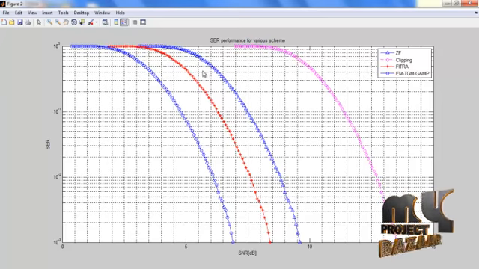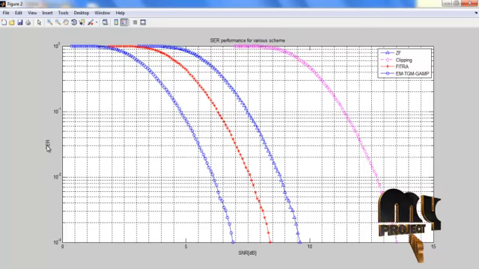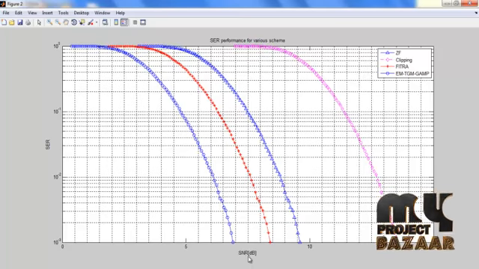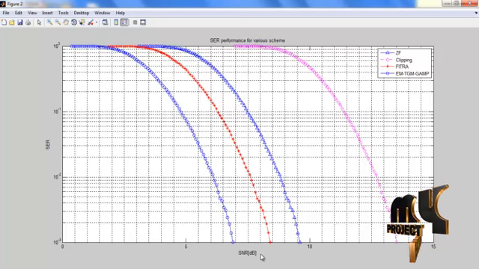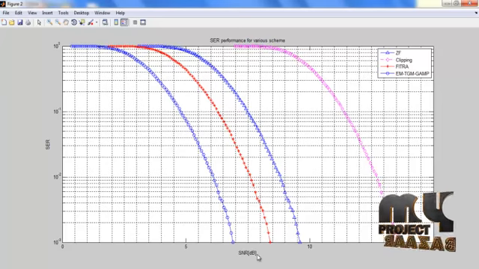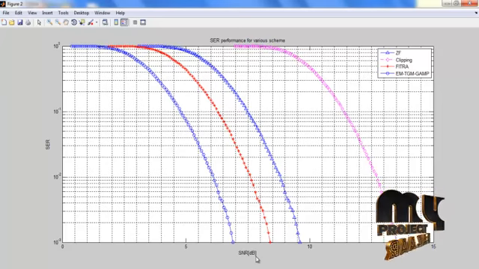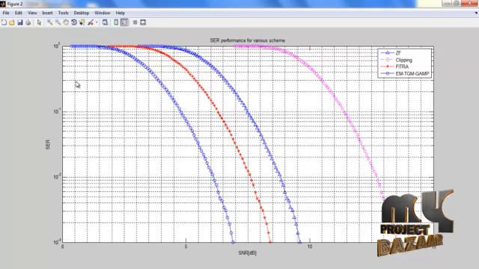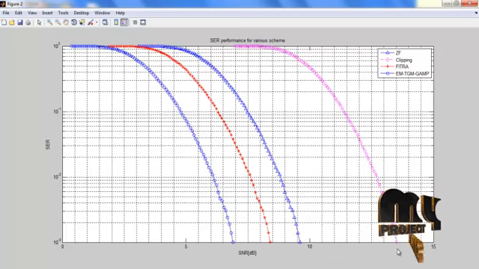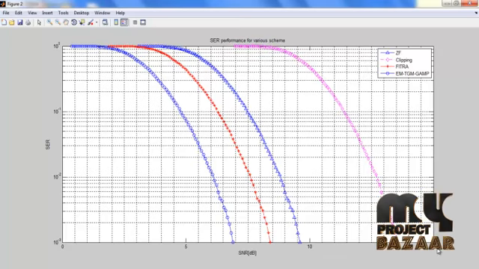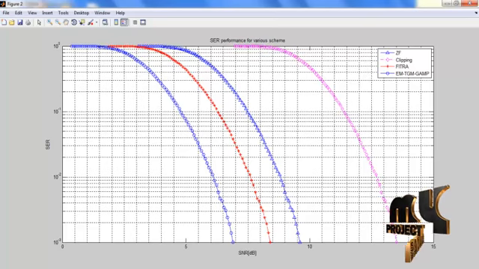Next is the SER performance for various schemes. SER means symbol error rate. The SER is plotted against the signal to noise ratio. The value of signal to noise ratio is in terms of dB, decibels. Now the SER values are in semilog scale, and the signal to noise ratio values are plotted on the x-axis with a range of 15 in steps of 5 each.